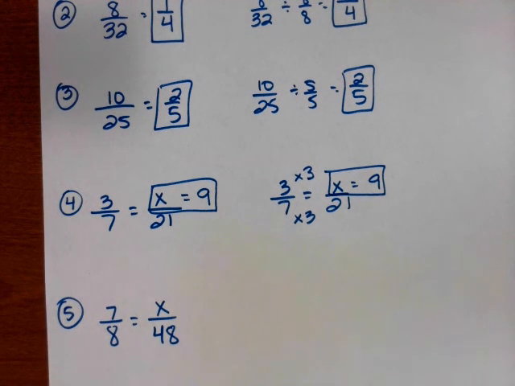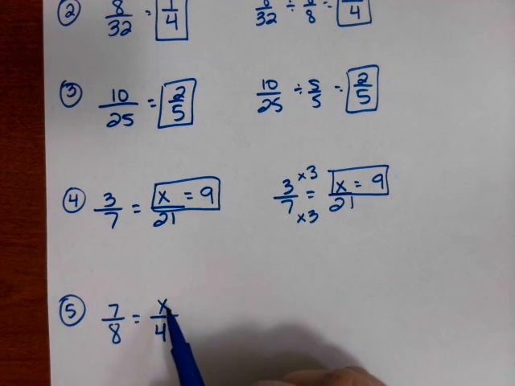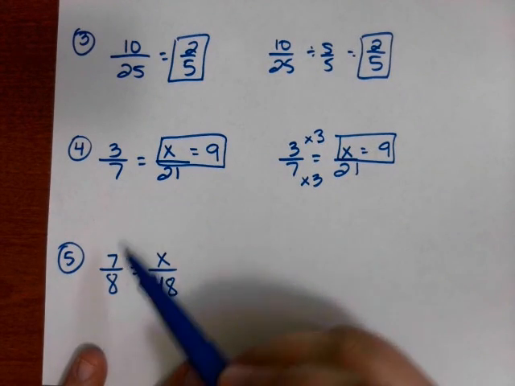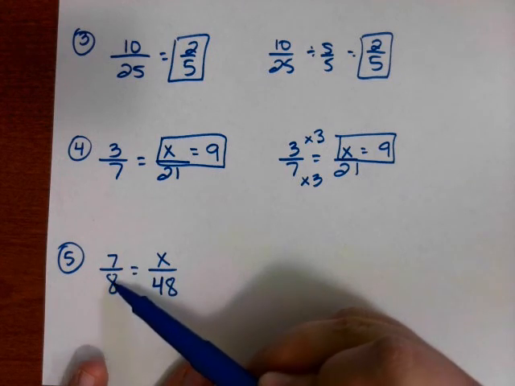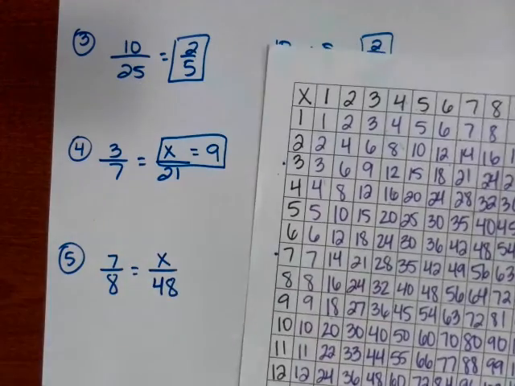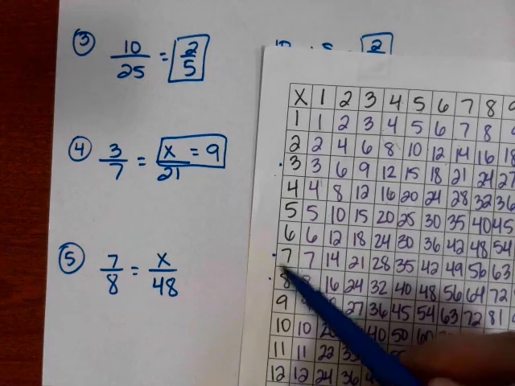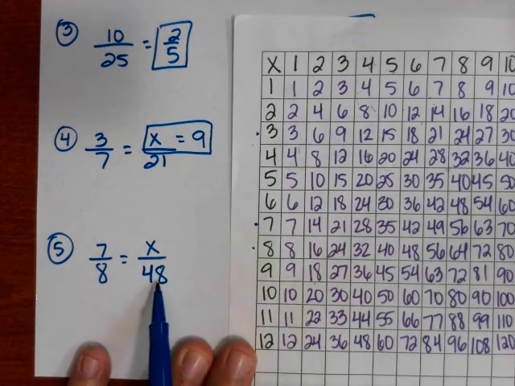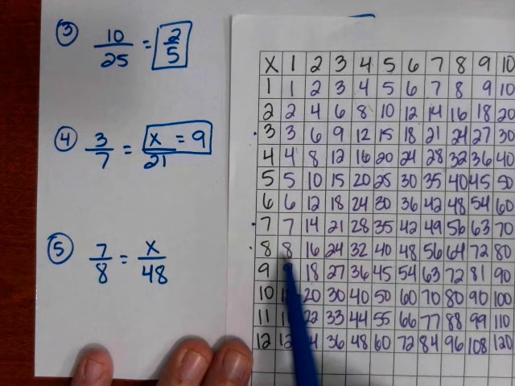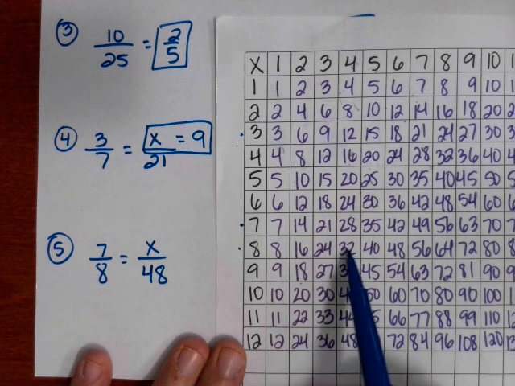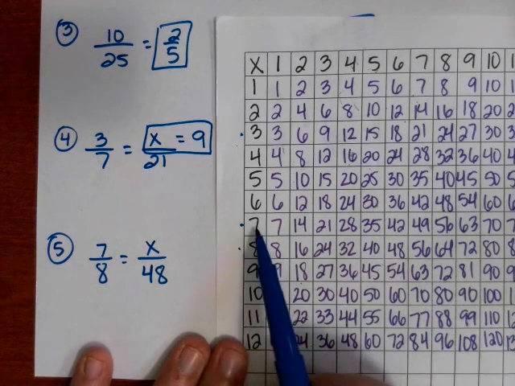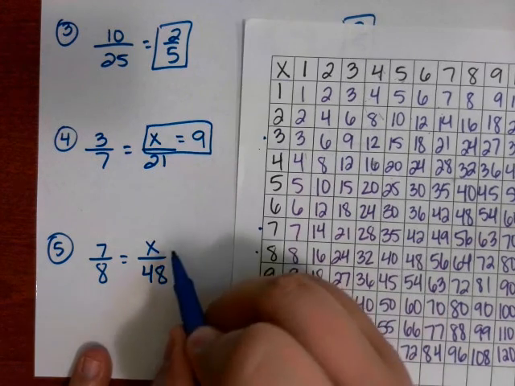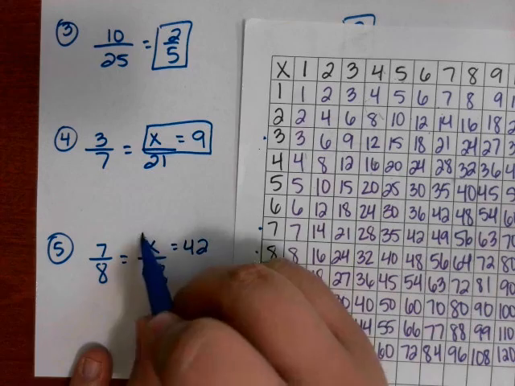All right, and number 5, we have 7/8 equals x over 48. So again, we could use our multiplication chart. We're looking for the fraction 7 over 8 on the left side, which is right here. Then we're going to go over until the denominator becomes 48. So we move over 1, 2, 3, 4, 5, 6. We're going to move this one over 6 times, and we get x equals 42.